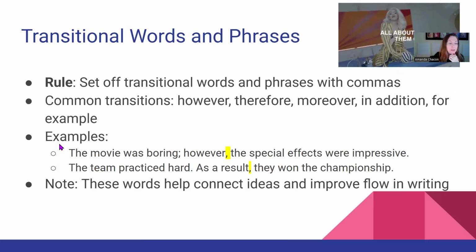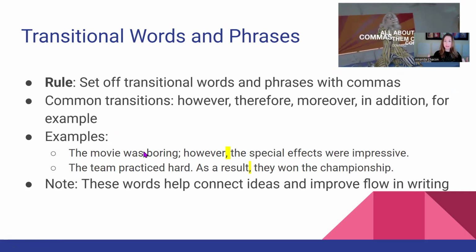Now, this first one is a great example of using a comma with a semicolon. "The movie was boring; however, the special effects were impressive." So it's a very complex sentence because it has two different thoughts going on in it. And because it has two different thoughts going on, we use that semicolon to separate the thoughts, right? Because the special effects were not boring. The special effects were impressive.